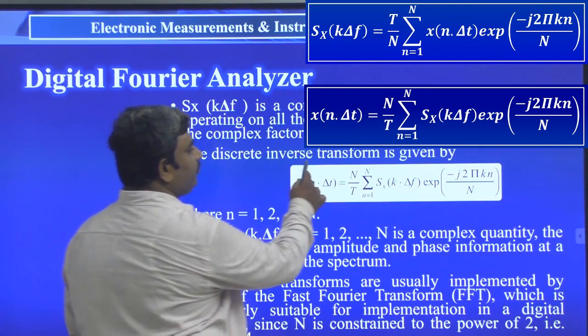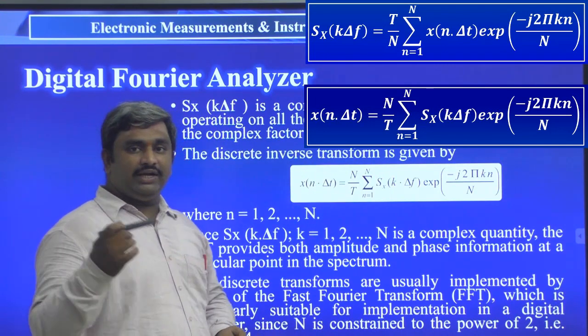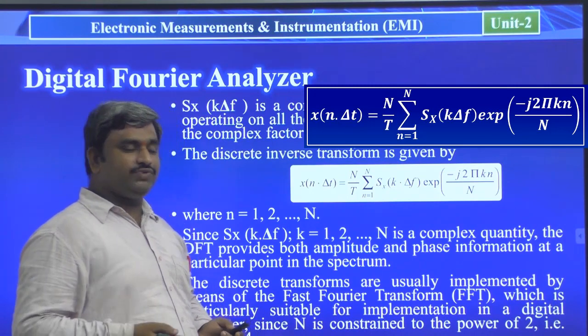The discrete inverse transform is given by, so for Sx of k del f, for that function we have to take the inverse Fourier transform.